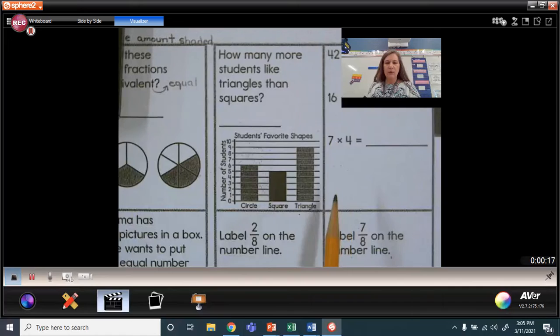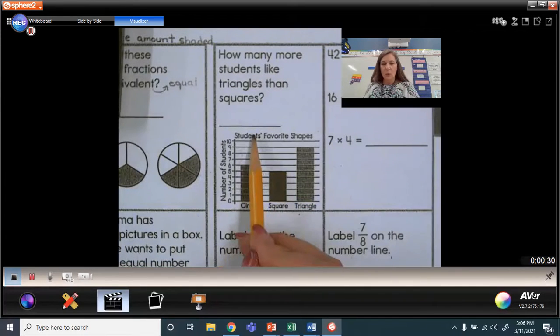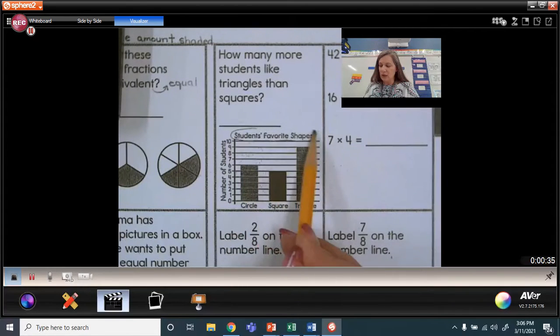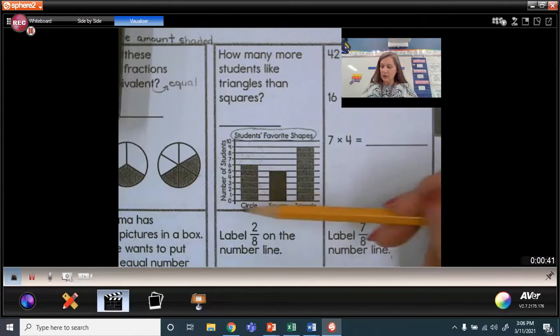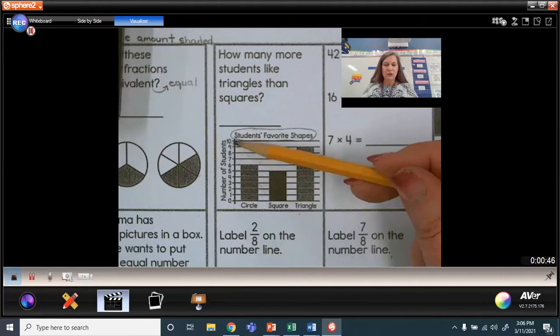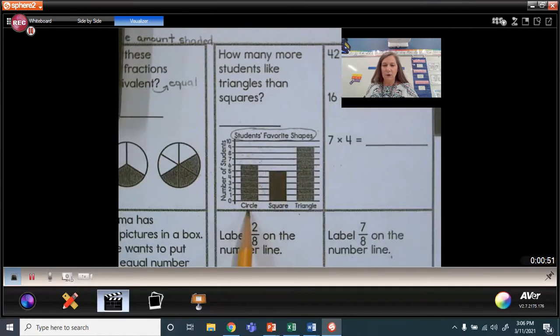And when we look at a bar diagram, we use the bars to decide how many people voted for something or how many objects are being represented. So in this case, we had somebody ask people, what is your favorite shape? So if you look at your title, it says students' favorite shapes. And always make sure you look at your scale. Your scale is telling you, now this isn't a scale that you use to weigh yourself, but this is a scale to tell us how many of the votes were shown for each one of these shapes.